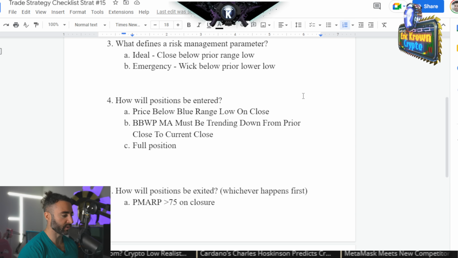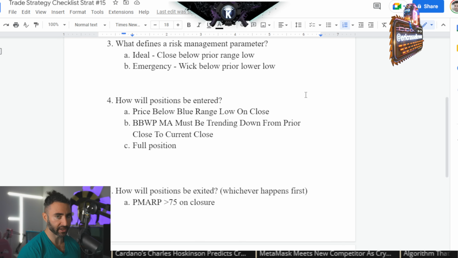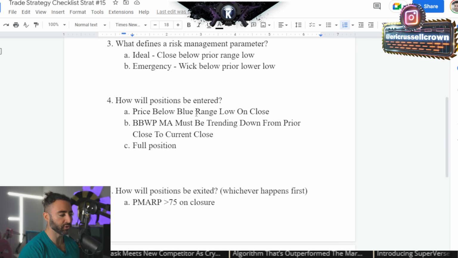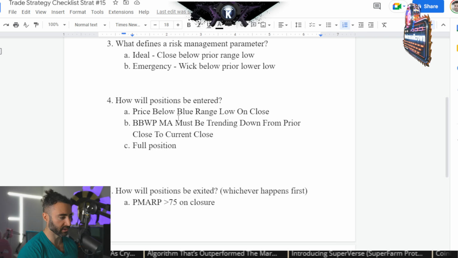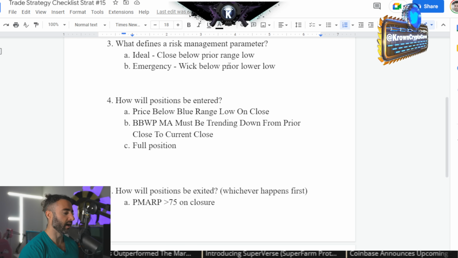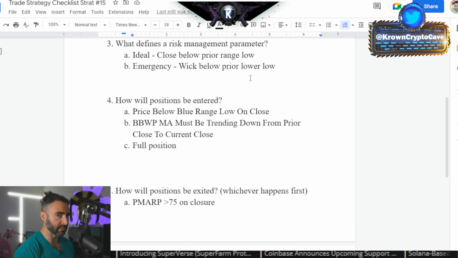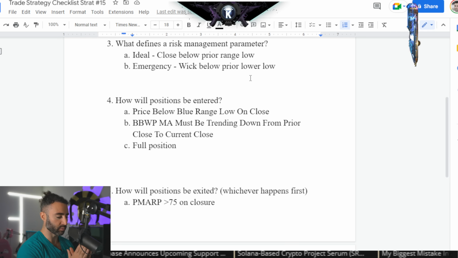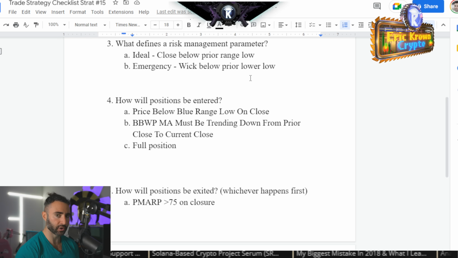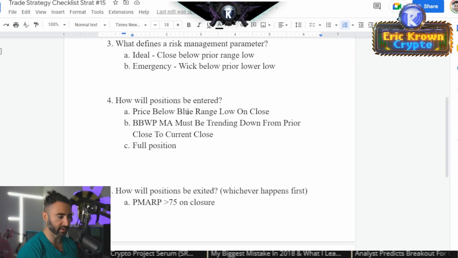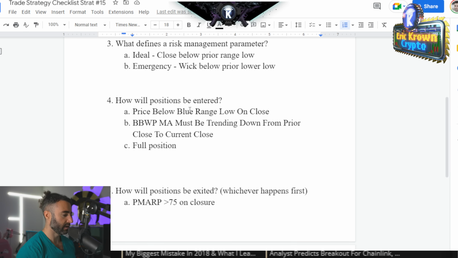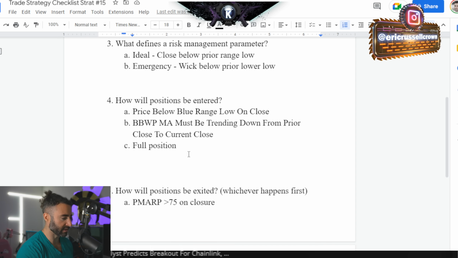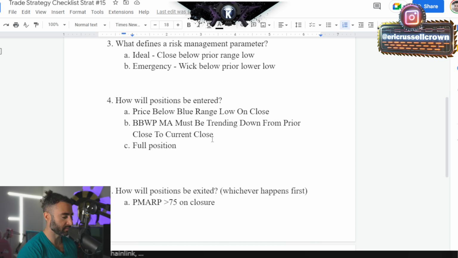So how will positions be entered? Well, what we need to see, and this is going to make a lot more sense once we actually get to some examples, is we need to see the price close below the blue range low, or price below blue range low and close, another way of saying that. And then we cross-check that with the BBWP moving average to see if it's trending down from the prior close to current close. So if the prior close moving average is higher than the current one, where it is also closing below the bottom side of the blue range lows, that's an entry. And for the purposes of this testing, we'll do a full position, of course. You know, there's ways to optimize this as always, but need to be consistent for testing purposes.